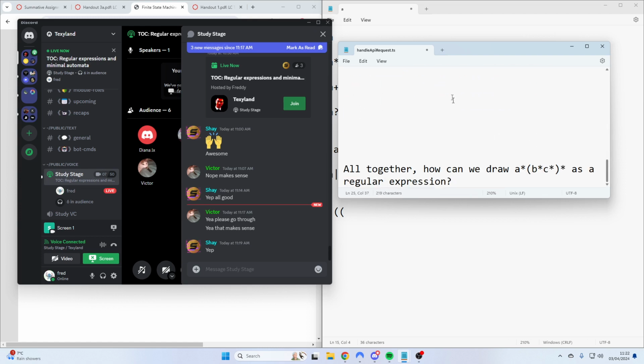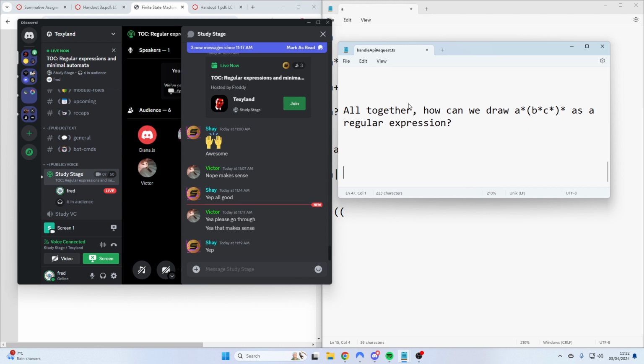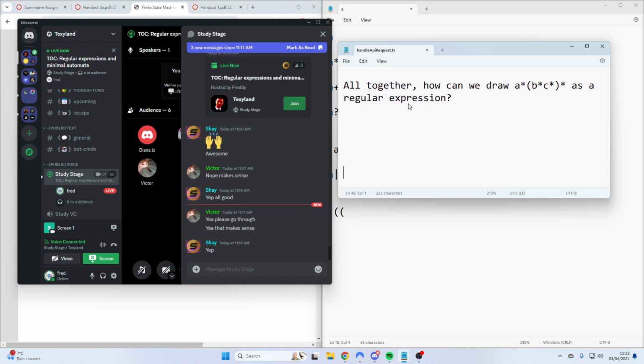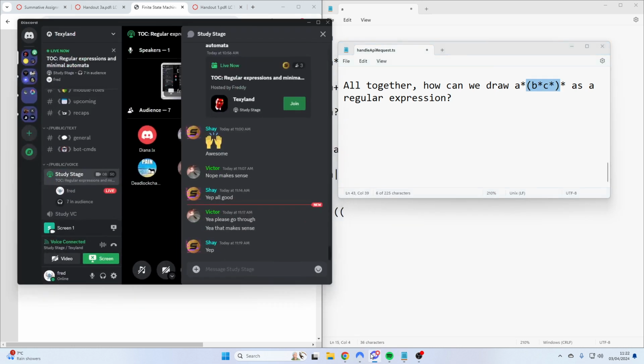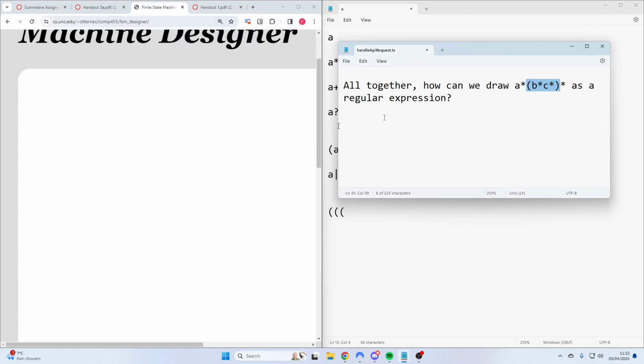Okay. And then I've got this one just to do together. We're going to try and draw this regular expression into an automata. So we're starting with 0 or more A's, and then we've got 0 or more B's, 0 or more C's, but then this whole thing 0 or more times. Sorry, I meant to draw this as a... So let's try and draw this.